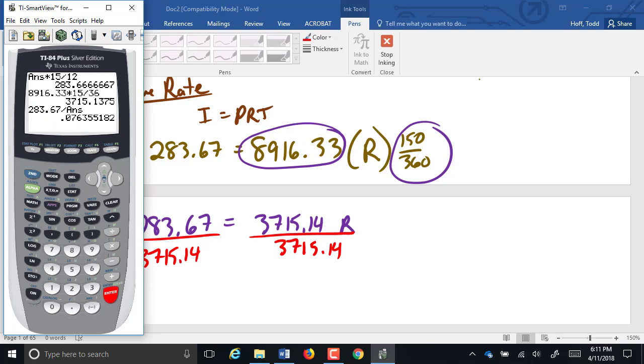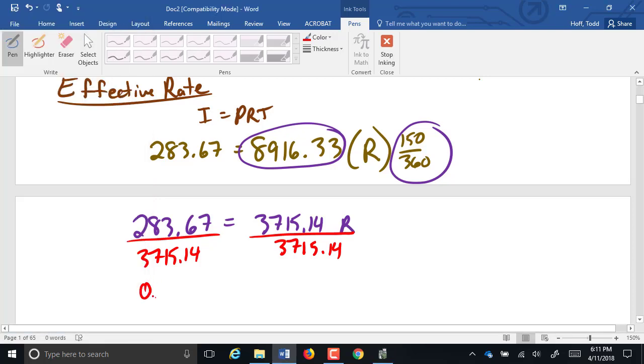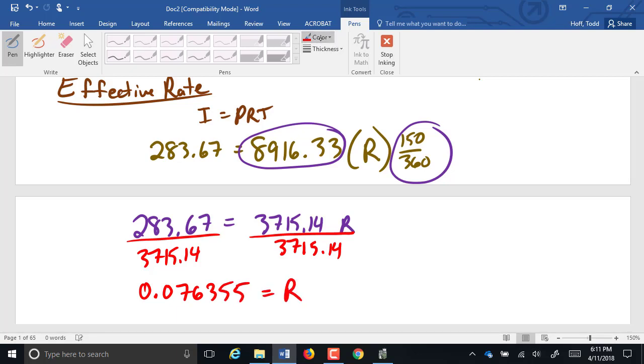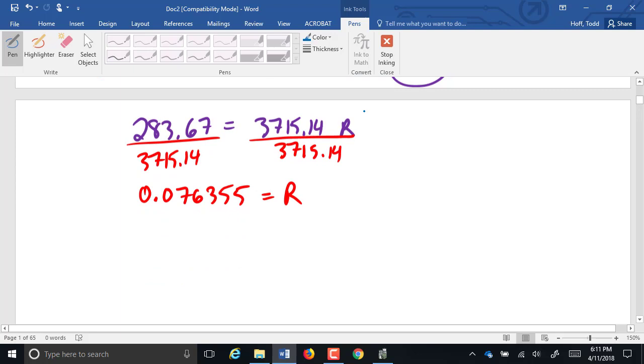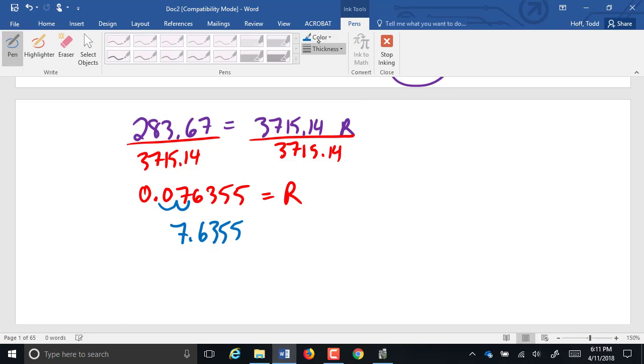So 0.0, where should I round that to? Yeah, well, at least 5 decimal places, sometimes even 6. This one, it won't matter, but let's go to 6 because I want to show you something. So 0.076355 equals the rate. So we move it 2 spots to make it a percent, 7.6355. Then we round it to the hundredth of a percent. So 7.64%.